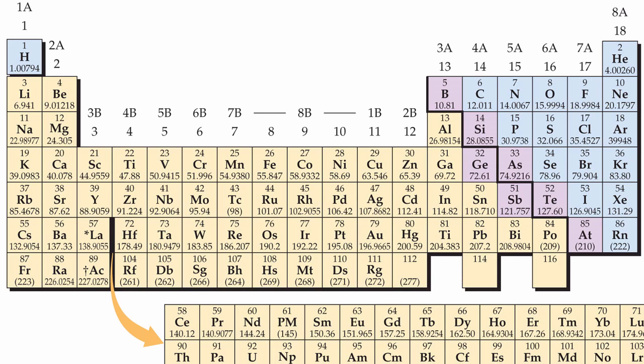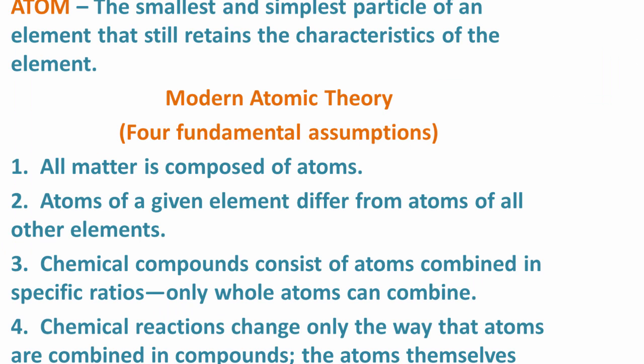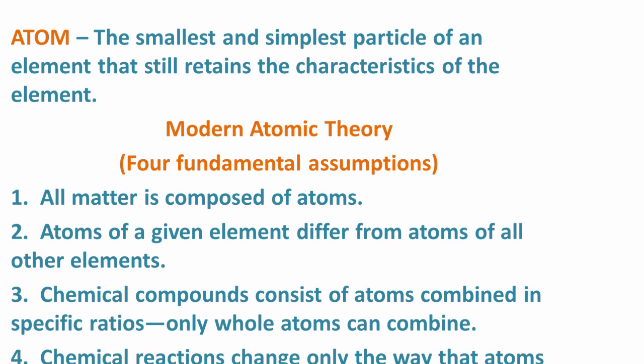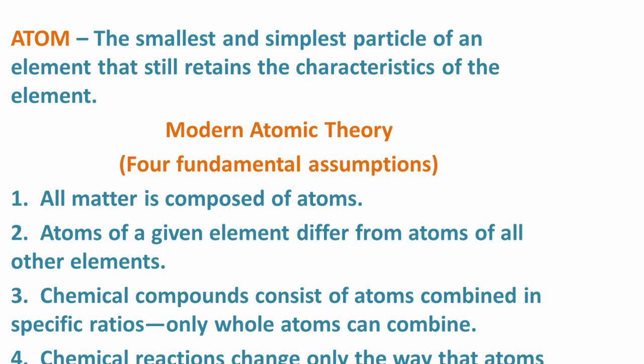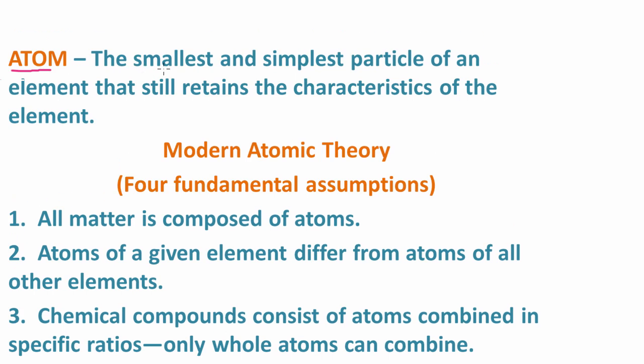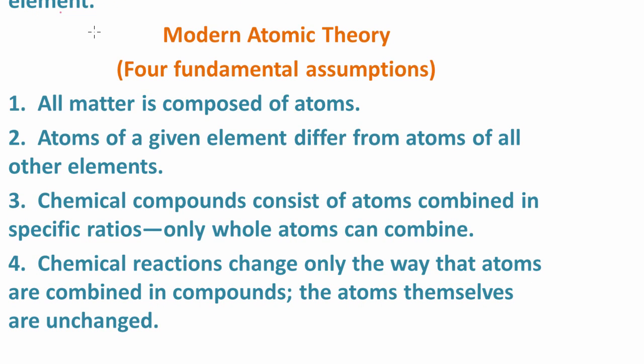So let's go ahead and start with section 1. And let's talk a little bit here about the atom. The smallest and simplest particle of an element that still retains the characteristics of that element is called the atom. According to modern atomic theory, there were 4 fundamental assumptions made by an English scientist called John Dalton. And these assumptions were formed by him to explain the chemical behavior of matter.